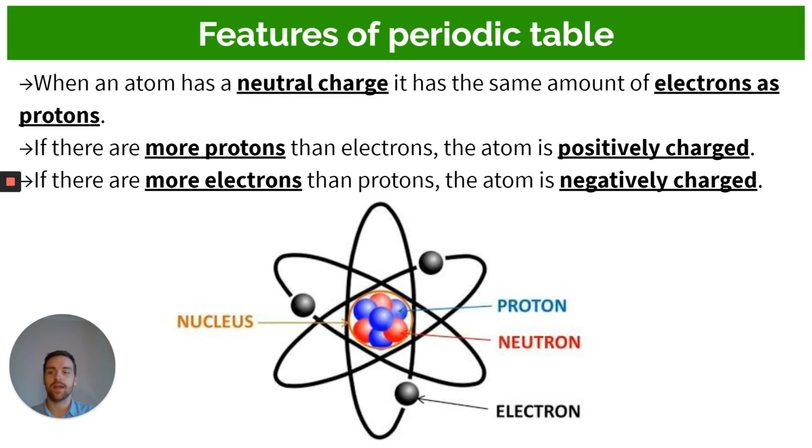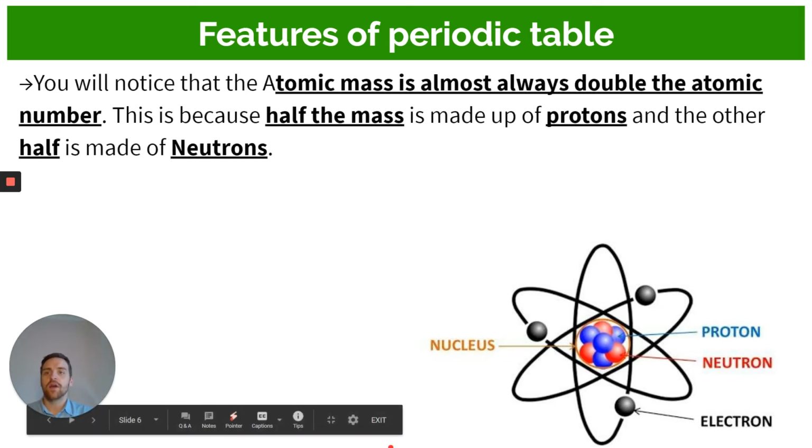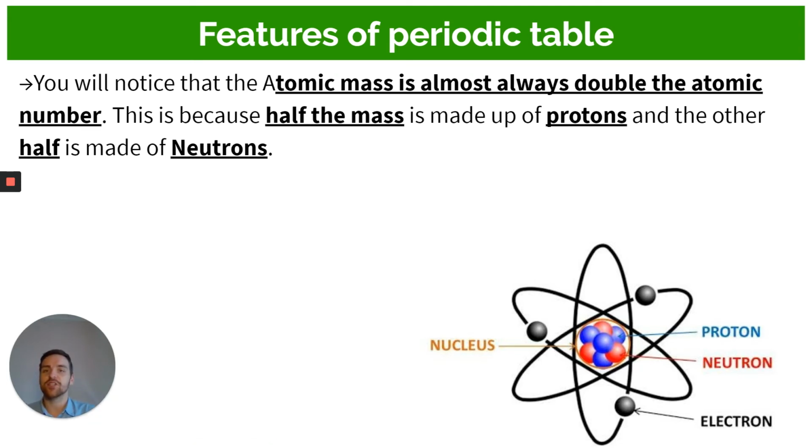All right, that's it for positive and negative. Let's jump on to the periodic table, okay? So what you'll notice, or what you will have noticed in that deductive reasoning activity, if you've done it already, is that the atomic mass is almost double the atomic number.